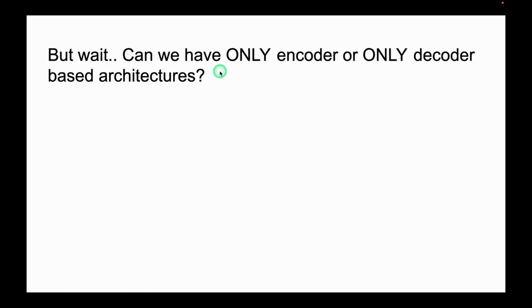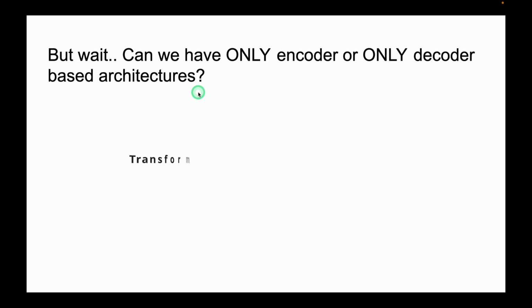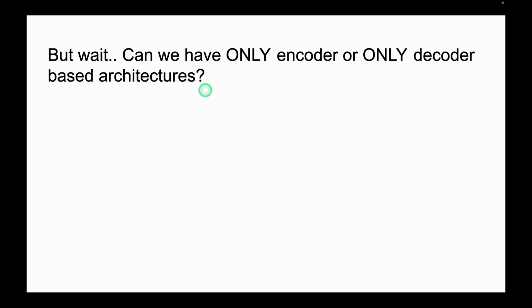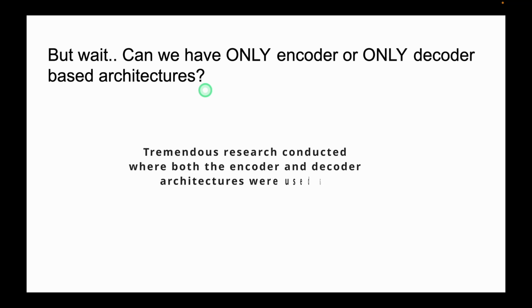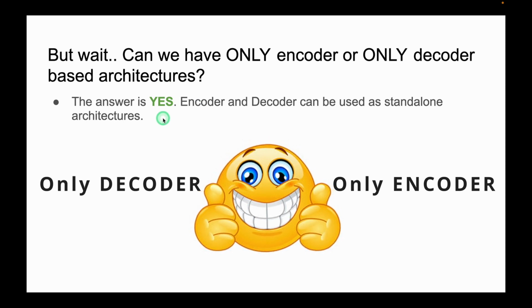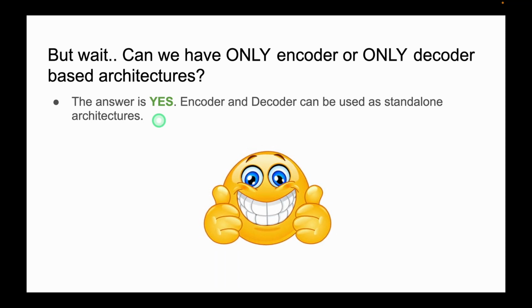But wait, there is an interesting question. Can we have only encoder or only decoder based architectures? Now, as discussed earlier, the transformer was originally meant to solve sequence to sequence or text to text based problems like machine translation, text summarization, etc. But as time passed, tremendous research was conducted where both the encoder and decoder architectures were used as standalone models. So the answer is yes. We can use only decoder or only encoder based architectures given the problem statement that we want to solve.